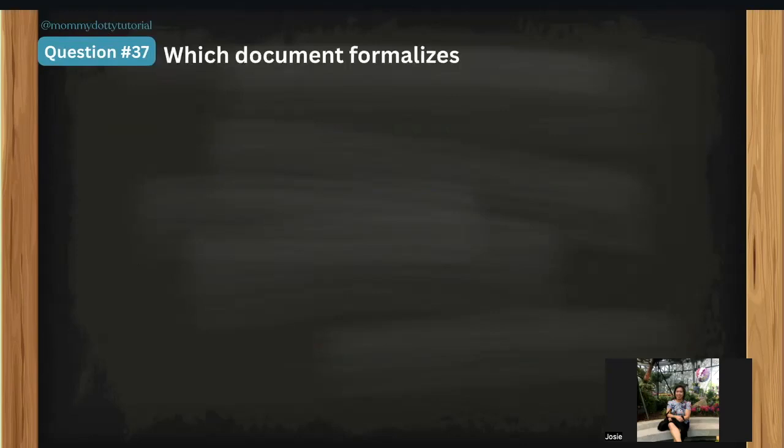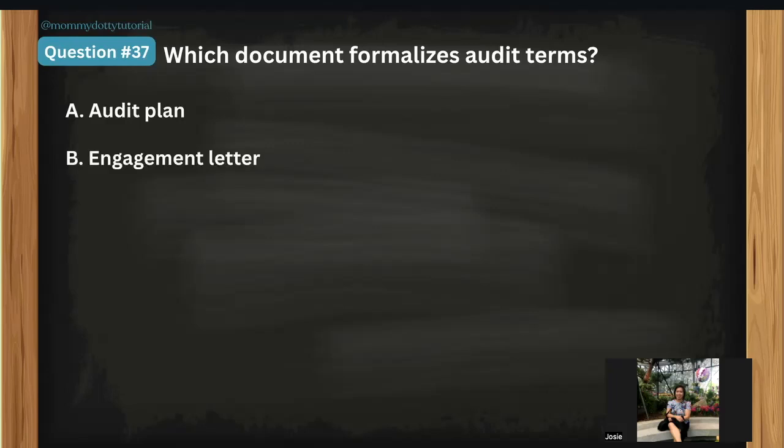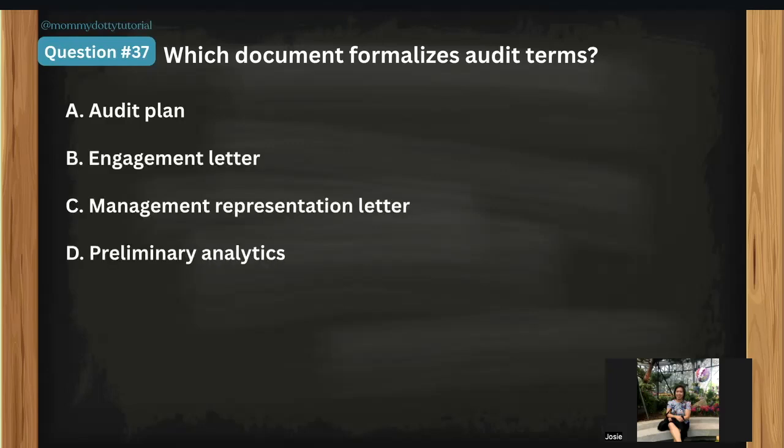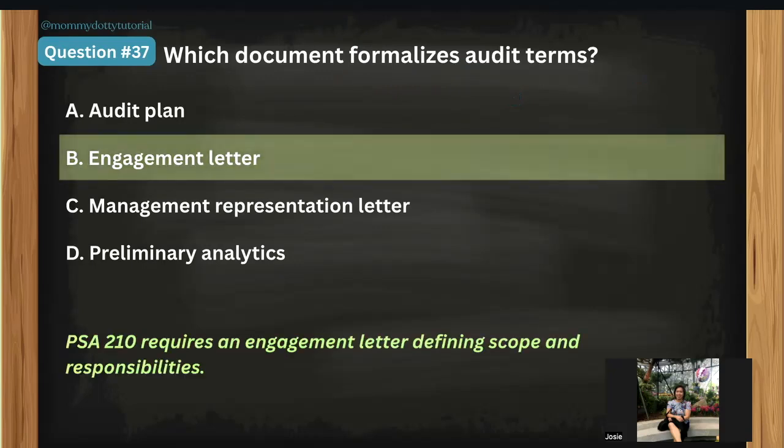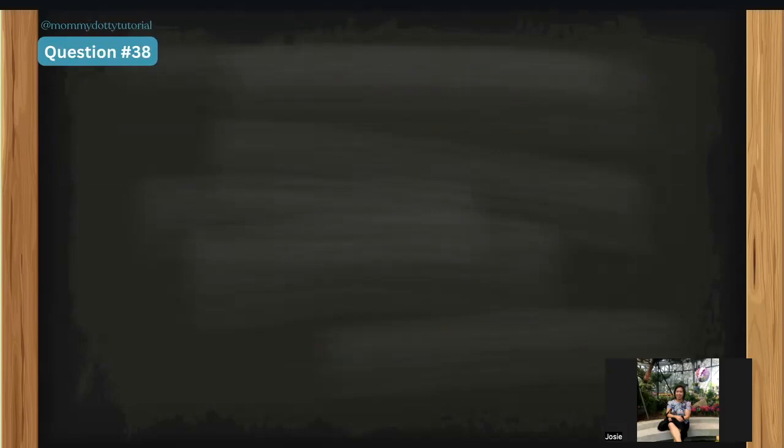Question 37. Which document formalizes audit terms? A. Audit plan. B. Engagement letter. C. Management representation letter, and letter D. Preliminary analytics. So you may pause this video to think. Remember, this is to document or to formalize the audit terms. The correct answer is letter B, engagement letter. So PSA 210 requires an engagement letter defining scope and responsibilities.